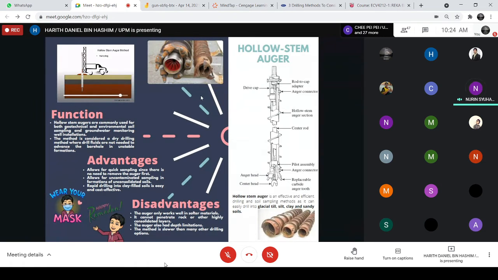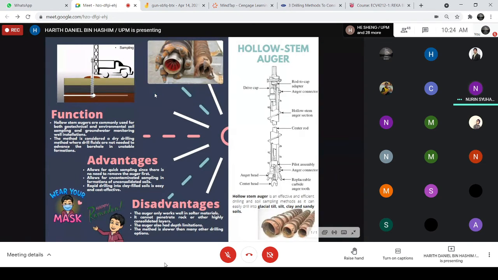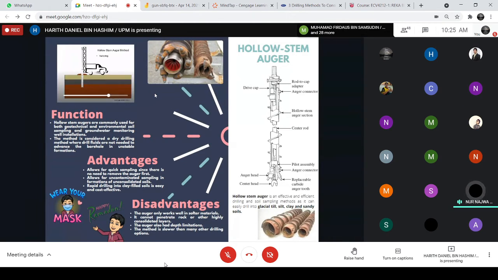As you can see in the video, the sample is being retracted out, but the auger hole is inside the land to support the soil. I'll pass to the next presenter. So basically, this method allows for quick sampling since there is no need to remove the auger first.